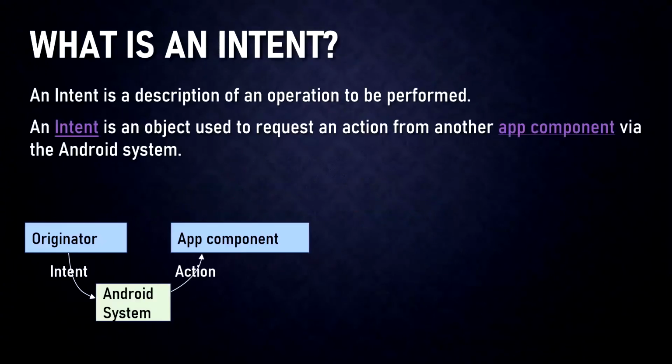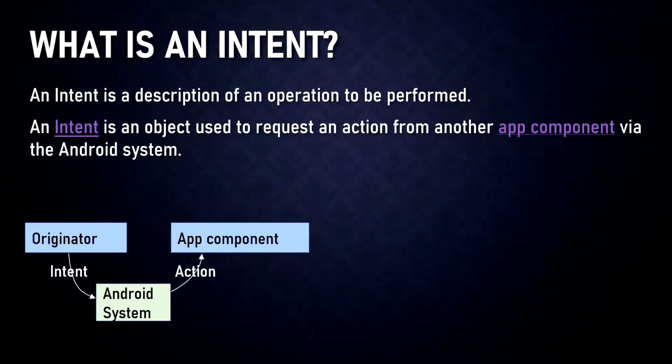So an intent is a description of an operation to be performed. For example, when we click the app icon from the home screen of our device, the Android system will take an intent, the request to perform the action for that specific request. That request is found in the manifest file.